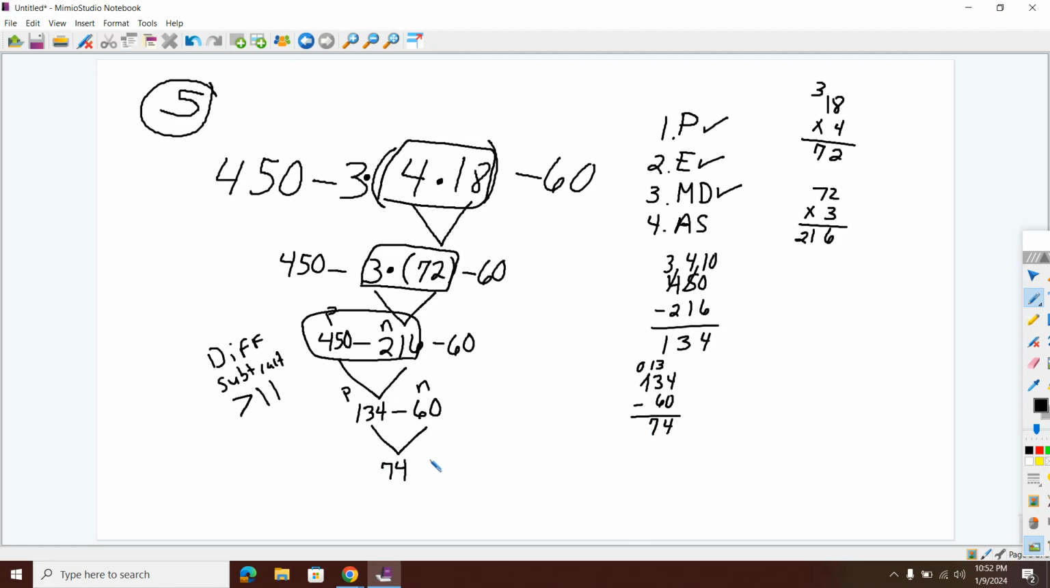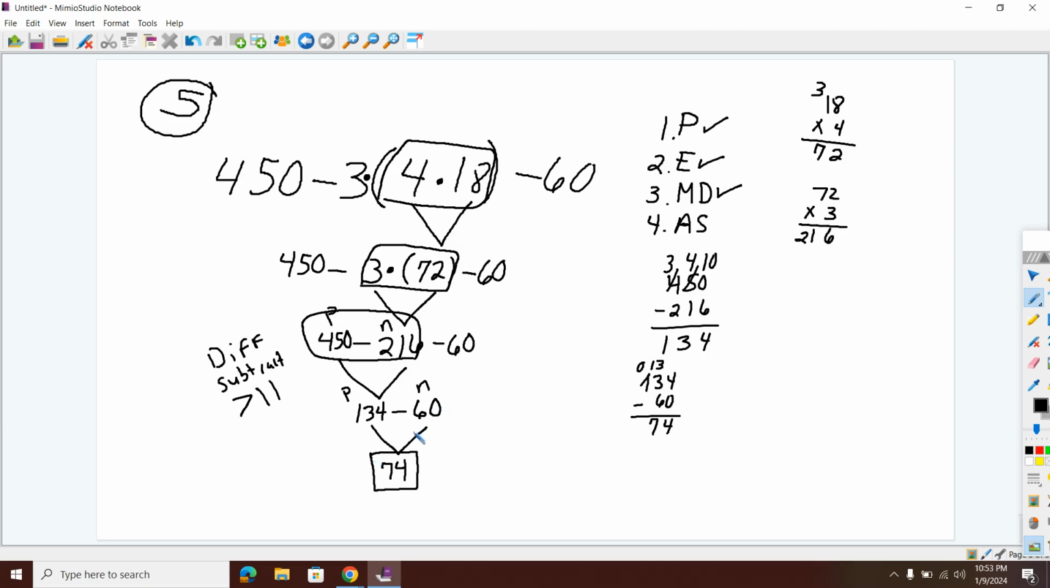74. Now is it positive or negative? Again, who has the highest absolute value? 134 or 60? 134, so the answer will stay positive. We're hoping that it's profit, so we want to make sure it's profit. It means positive. We don't want to have a negative that would not be profit.